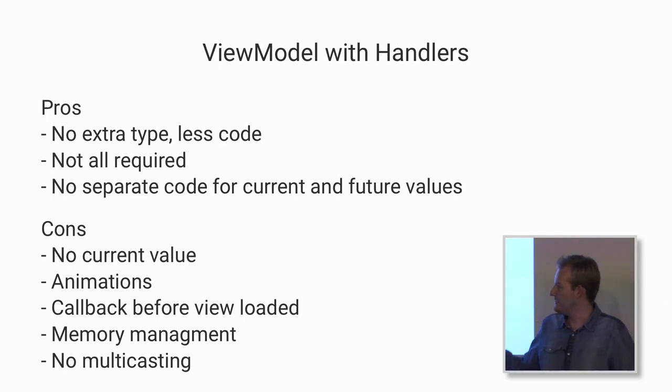The cons of this approach: there is no direct access to the current value of one of the fields. You always have to go through the callbacks. The way I implemented it, there's no support for animations, because you don't know if you need to animate. You can either animate all the time or none of the time, but you cannot decide. An easy fix would be to add an extra Boolean argument to each of the handlers, so then you can choose.